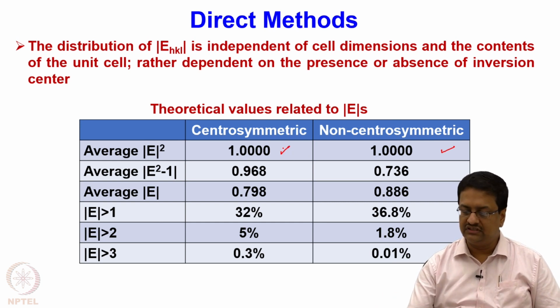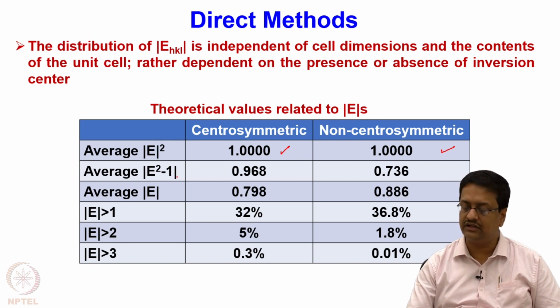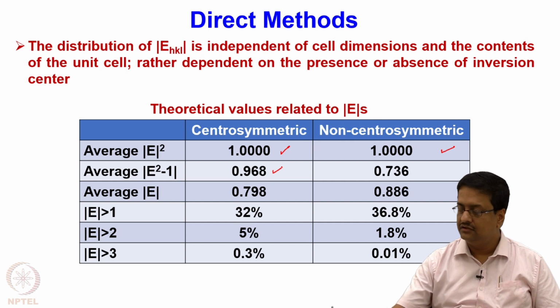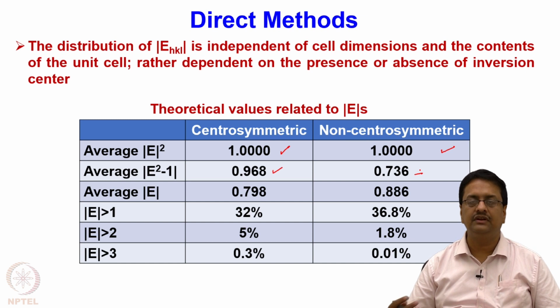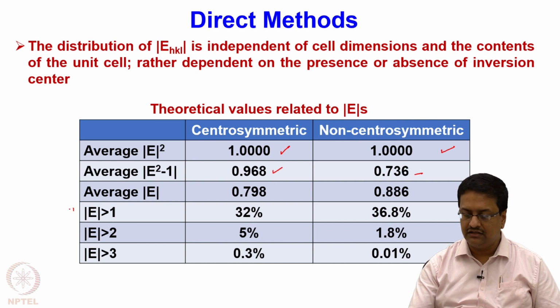But when we calculate the mod of E square minus 1, the centrosymmetric structure should have a value very close to 1, that is 0.968. For non-centrosymmetric structures, it should have a value close to 0.73. So, from real data, when these E square values are calculated and then the mod of E square minus 1 is determined, the value indicates whether it is a centrosymmetric or non-centrosymmetric structure.